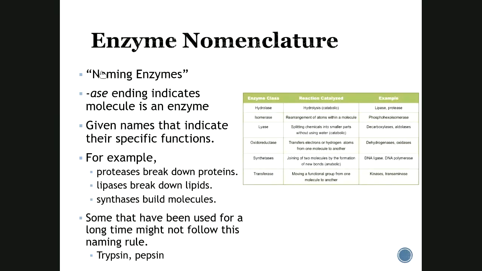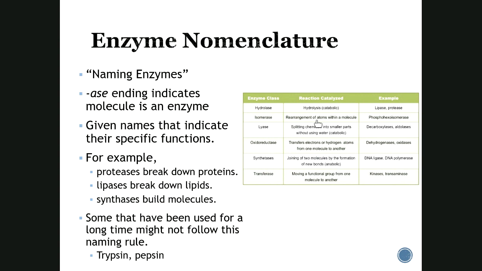Now, when it comes to naming enzymes, how do I recognize what it is? My key thing: look for anything that ends in ACE. If you see something that ends in ACE, it's probably a good indicator that it's an enzyme. And most of the time, the prefix will tell you what it's going to do. So here's a table that shows you some examples of what I'm talking about.